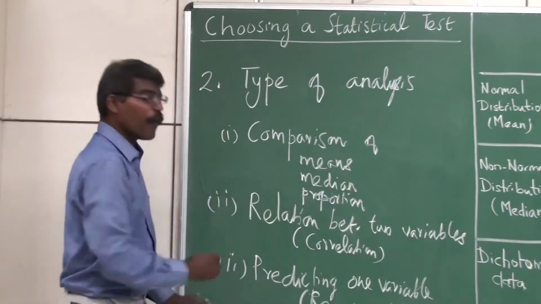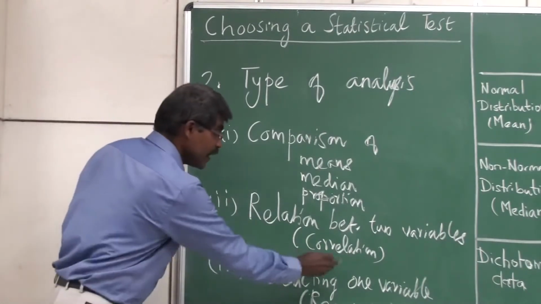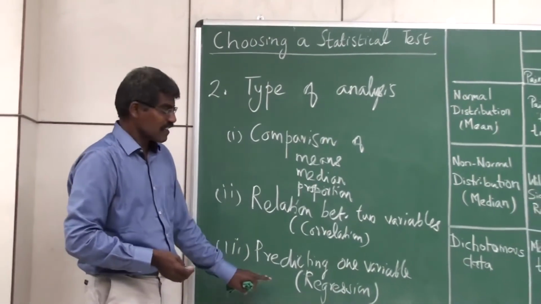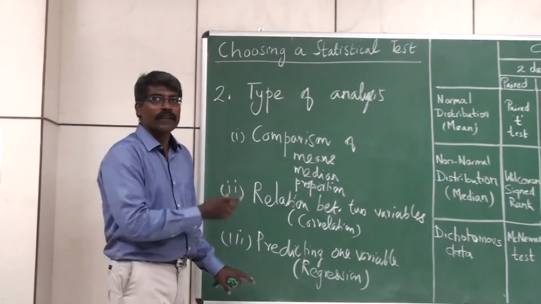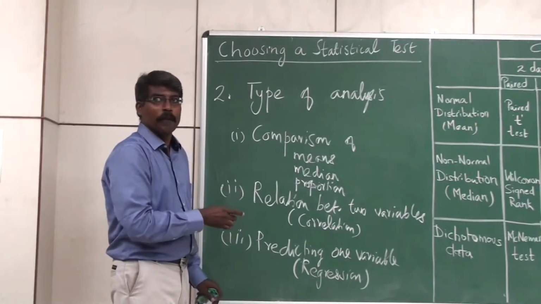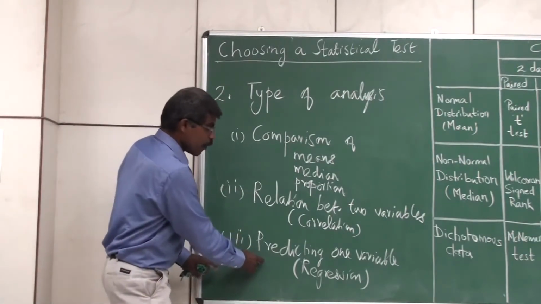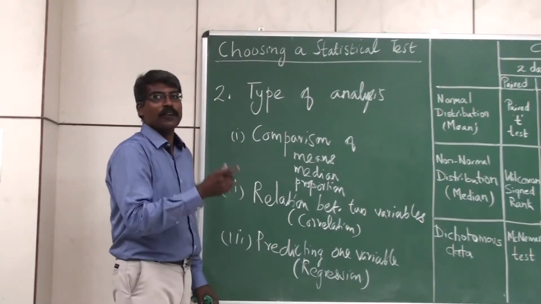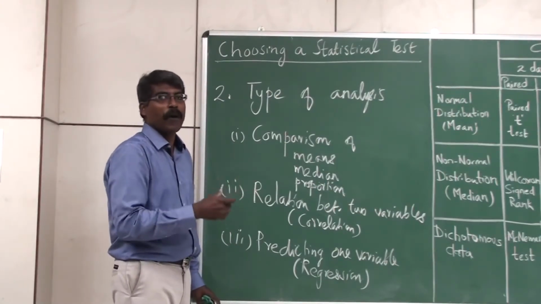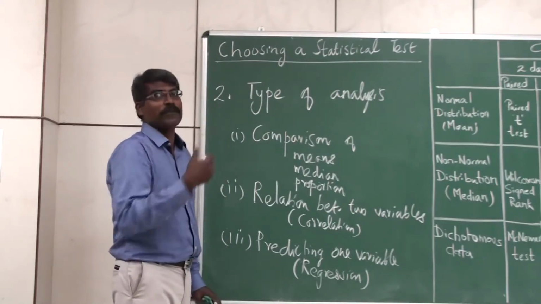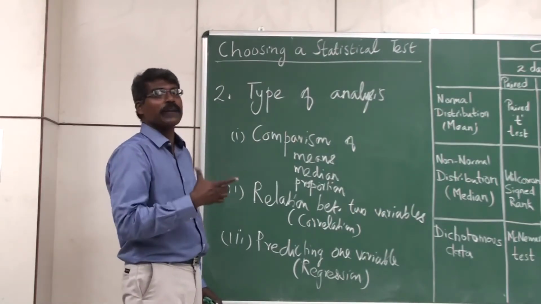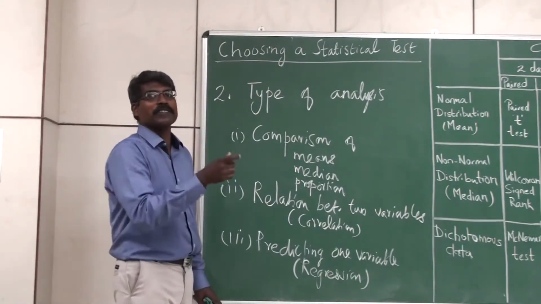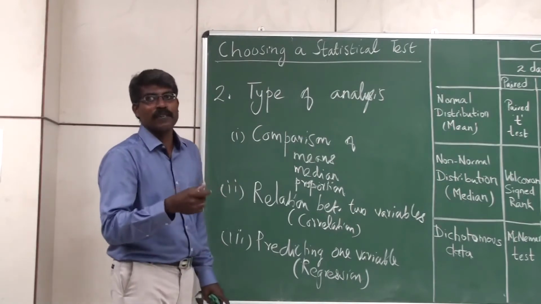Now the third type of analysis is predicting one variable from the other, which is called regression analysis. Again, this is also very simple. Here again we have only one group, but now I want to predict one variable from another. Say for example, if a person of 50 kilos comes to my outpatient department, what would be his blood pressure? If I want to find that out mathematically, it becomes predicting one variable from another. So I want to predict blood pressure from the body weight which I have measured.